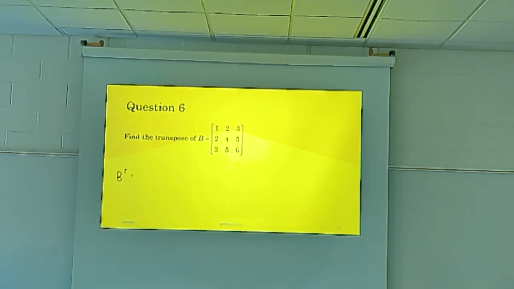What is the size of B transpose? What is B transpose? First column. Second column. 2, 4, 5. Third column. 3, 5, 6.